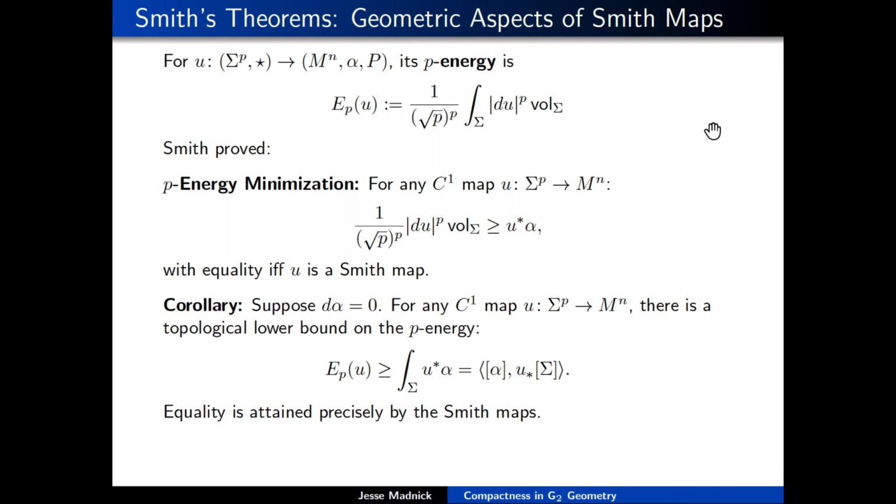So what's interesting is when you integrate both sides, and let's assume that alpha is closed, as happens when you have a symplectic manifold or a G2 manifold. In that case, the left-hand side, when you integrate it, becomes the p-energy. The right-hand side is an integral that is topological. Right? It depends on the cohomology class of alpha and the homology class of, I guess you call it the homology class of U, as it were. So the point is that for any C1 map, you have this topological lower bound on the p-energy, and equality is attained precisely by the Smith maps.